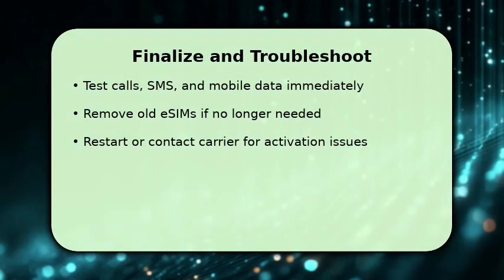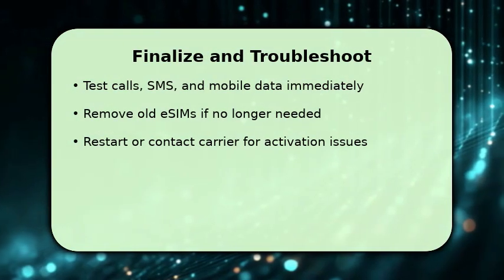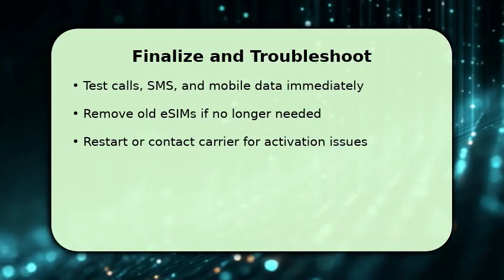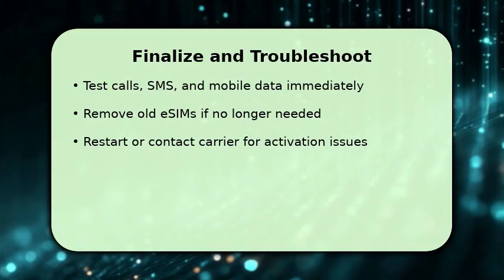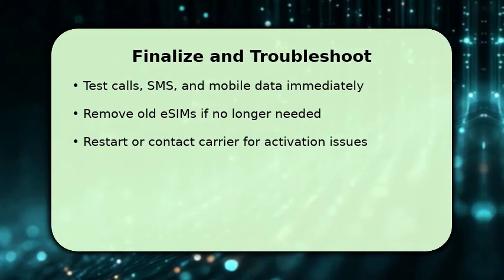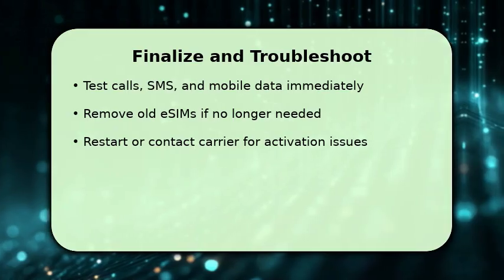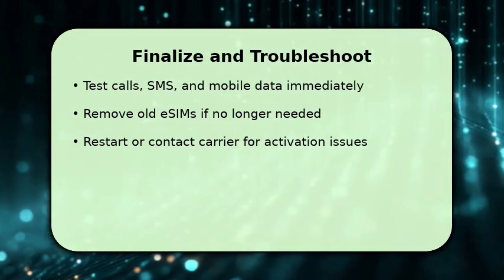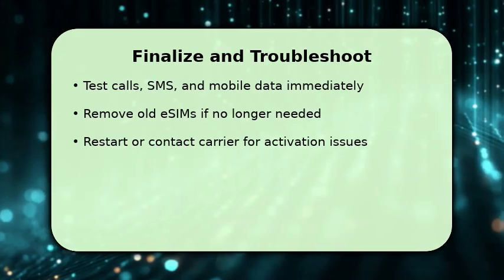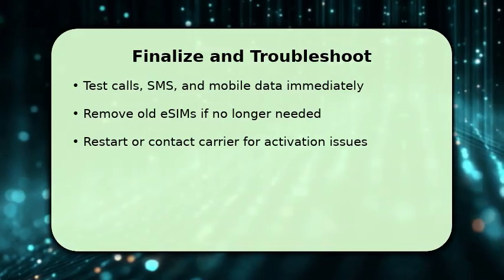You finish by testing voice, SMS, and data to confirm the eSIM is active. Make a short call and load a web page to verify connectivity. If the plan doesn't appear, go back to Settings, Cellular to check profile status, remove and re-add the eSIM, or restart the phone to force re-registration.